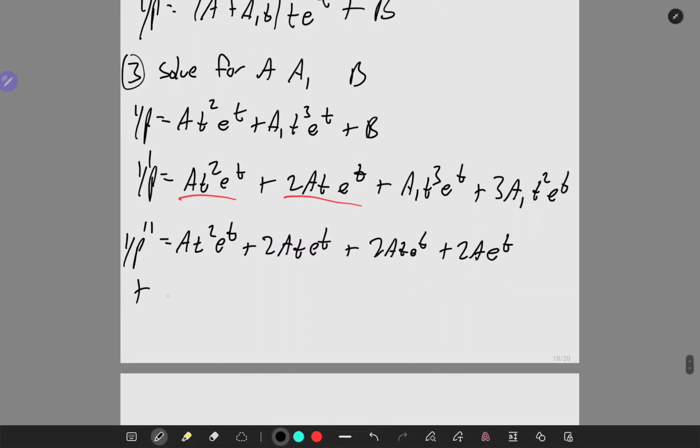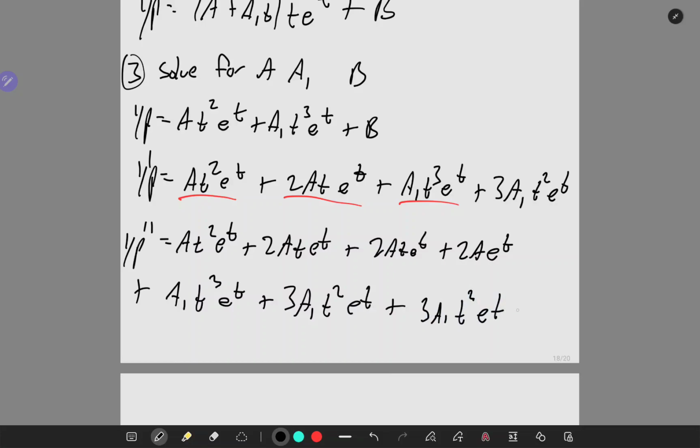Plus a1 t cubed e to the t plus 3a1 t squared e to the t. Done with this term. Plus 3a1 t squared e to the t plus 6a1 t e to the t.